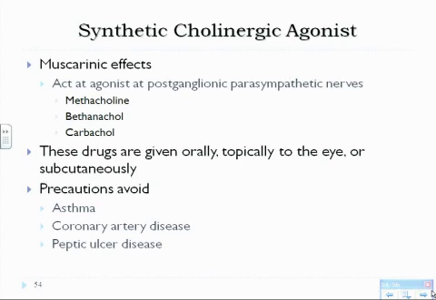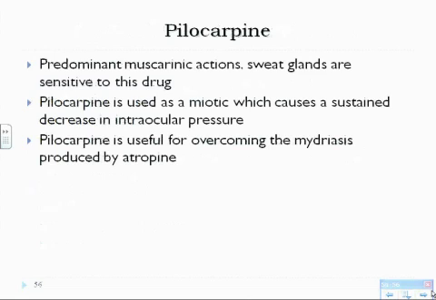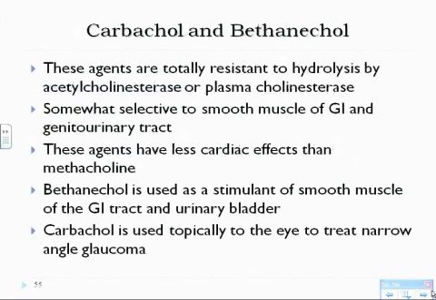Precautions: they should be avoided in asthma, coronary artery disease, and peptic ulcer disease. It increases the risk of developing peptic ulcer disease. You have carbachol and bethanechol. These agents are totally resistant to hydrolysis by acetylcholinesterase or plasma cholinesterase. They're somewhat selective to smooth muscle of the GI and GU tracts. Okay, they're effective. There's less cardiac effect. And bethanechol is used to stimulate smooth muscle of the GI tract and urinary bladder. And carbachol is used to treat narrow angle glaucoma. That's where we see a lot of it. Okay? Does it really cause a problem for us too much? And the answer is most of the time, not really.